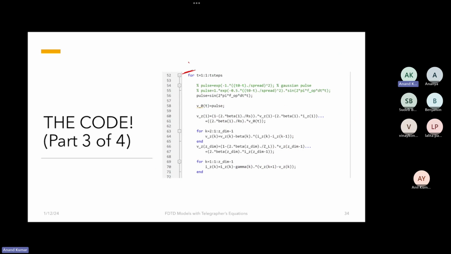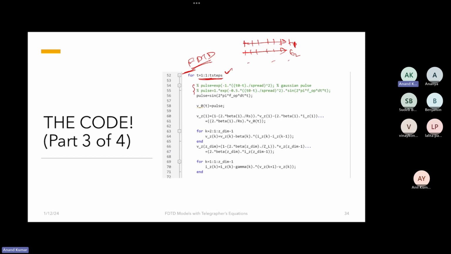From here is where the actual FDTD code starts. So we are running this for all the time steps. As we said, it is a time marching process. So at t equal to 1, we'll calculate the voltage and current values at all the positions. Then we'll again calculate the current and voltage values at all the time steps. So there's an outer for loop.